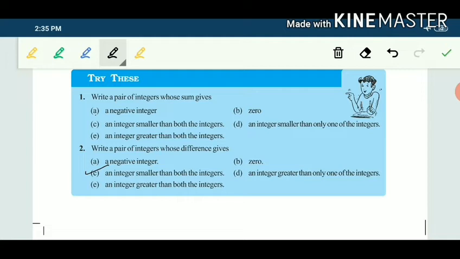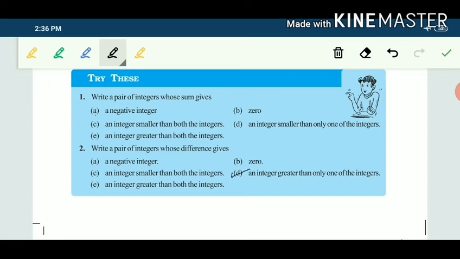C part. Integer smaller than both the integers. So we have to find the difference of two integers. The answer should be smaller than these two integers. So take one negative integer, difference, and one positive integer. So open this bracket, it becomes minus 2 that is equal to minus 4. Minus 4 is smaller than both these integers.